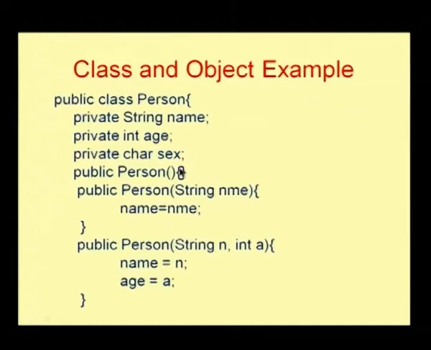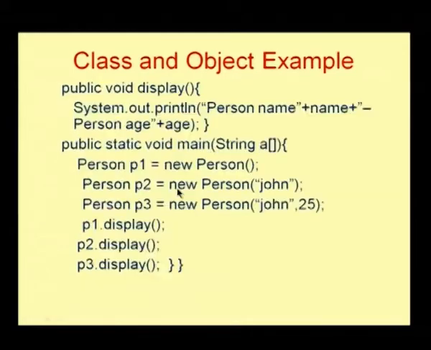A constructor is for initialization anyway. So, we have not initialized any values here, whereas in case of these 2 constructors, here we have given the name as John and here we have given the name as John, and then we have assigned the name.